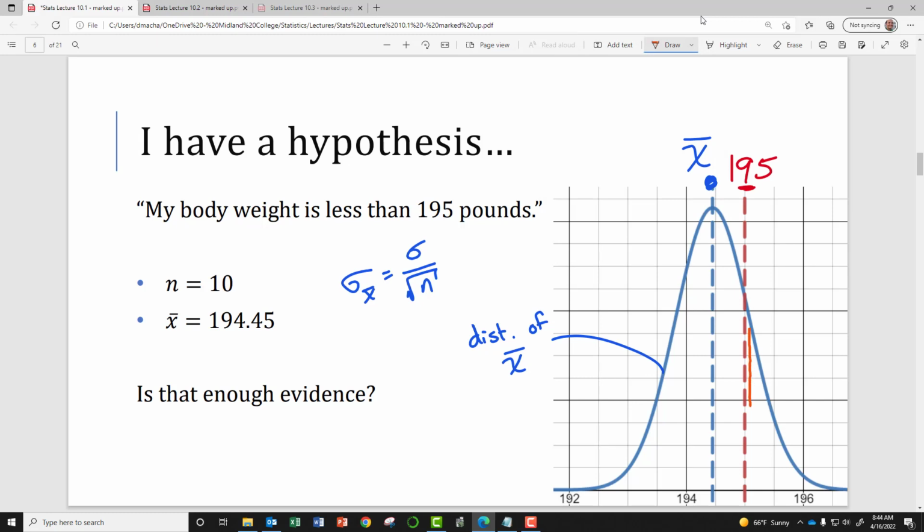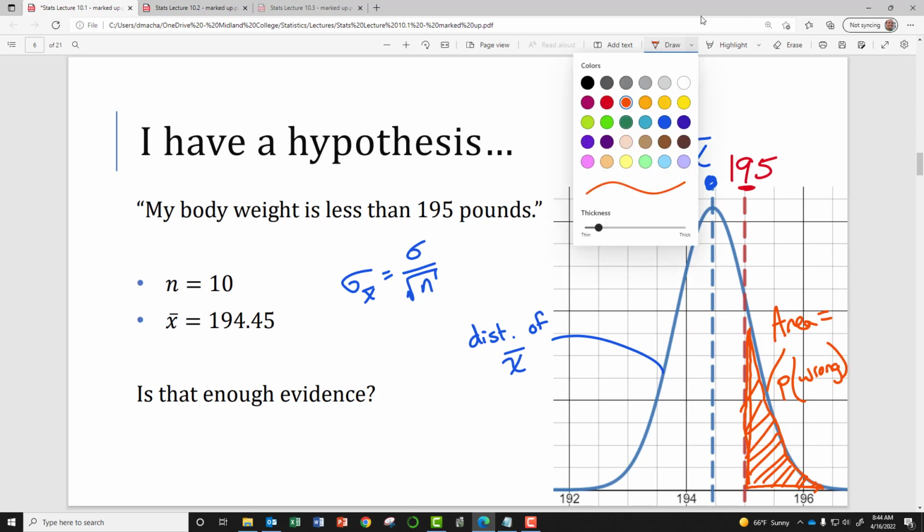And remember, areas under that distribution curve represent probability. And so this area over here, underneath my distribution curve and to the right of 195, represents the probability that my hypothesis is wrong. This area represents the probability that I'm actually wrong, and that the mean is actually going to be greater than 195 pounds.